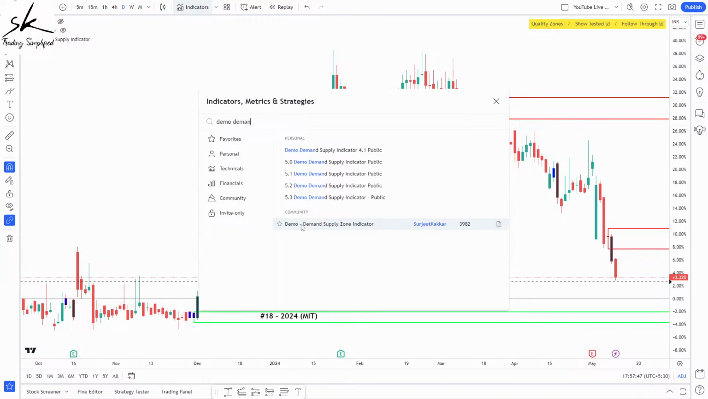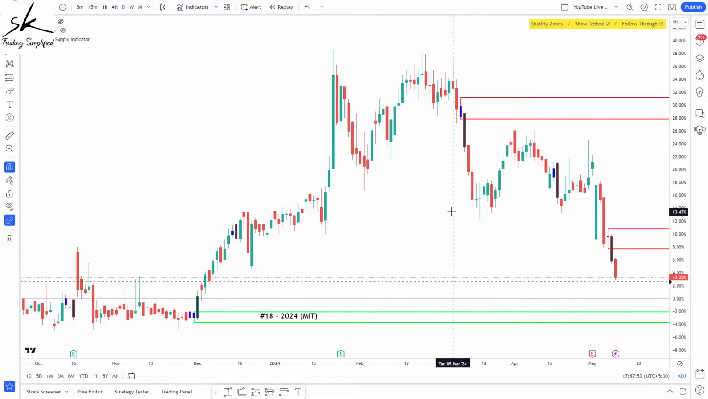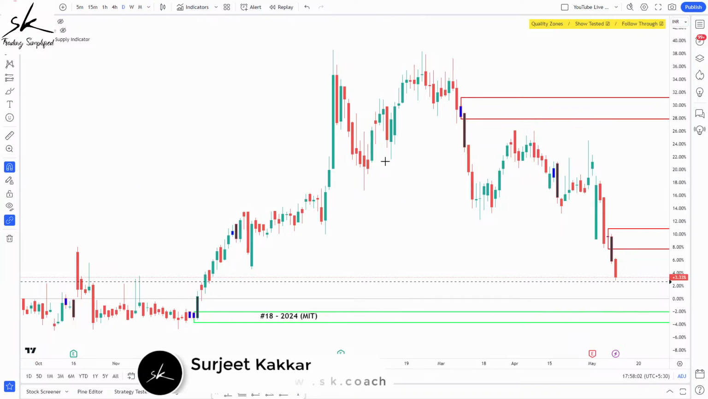So here you can see in the community scripts, you'll be able to find the demo demand supply zone indicator by Surjit Kakkar. You can use this indicator for free. It's the demo version. The limitation of the demo version is that you'll only be able to apply it to the daily time frame. You'll not be able to use it on other time frames. But yes, you can at least apply it and try it out and understand how the indicator basically works.